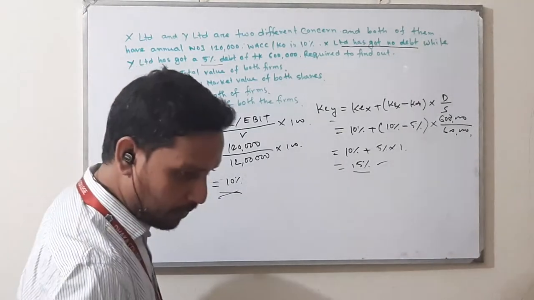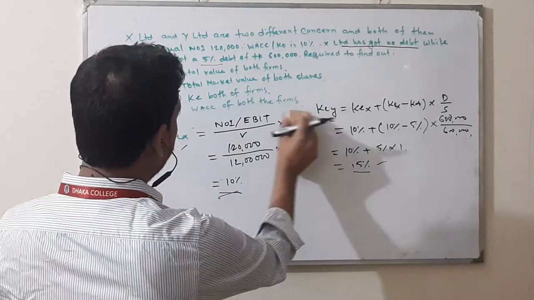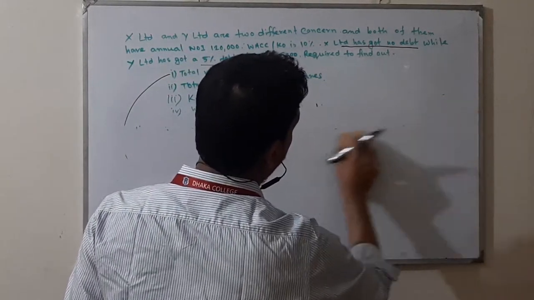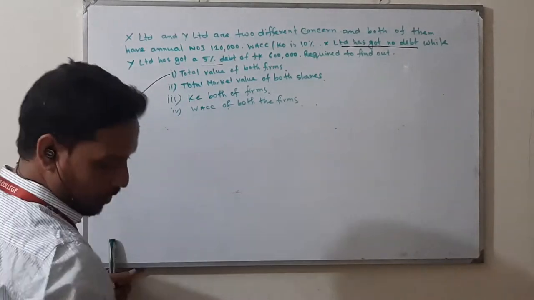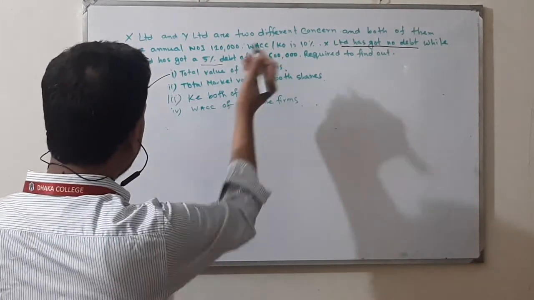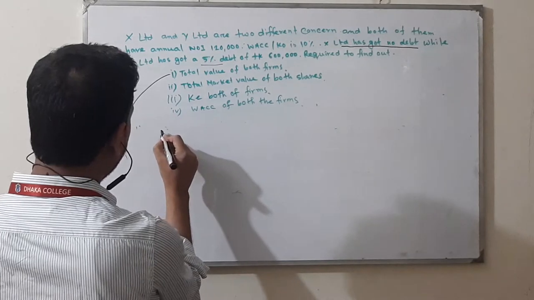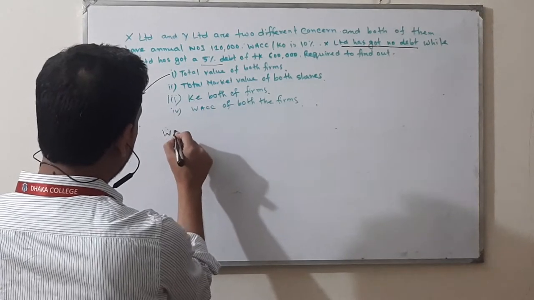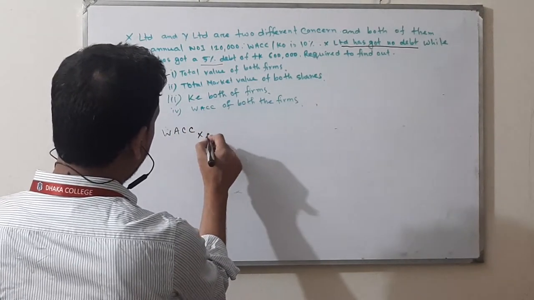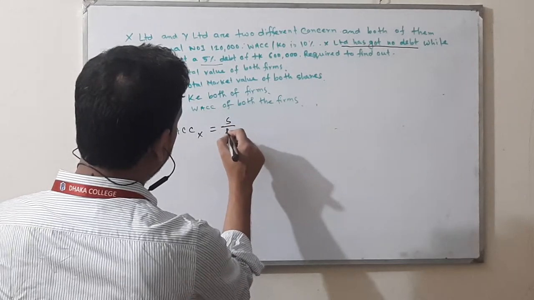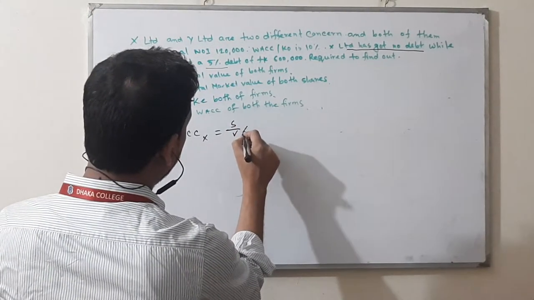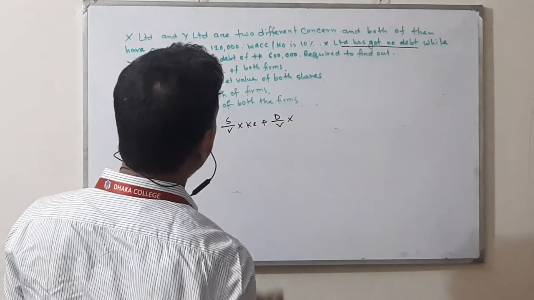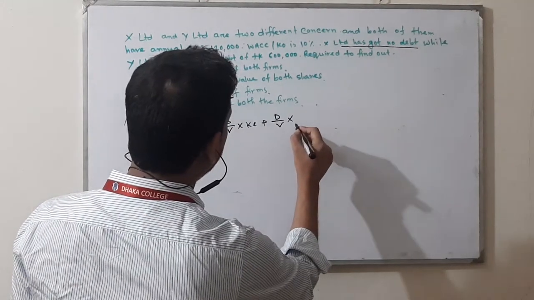So it is completed. Dear students, then we should bring out the last one, which is the weighted average cost of capital. For the first one, the WACC for X equals S by V into KE plus D by V into KD.